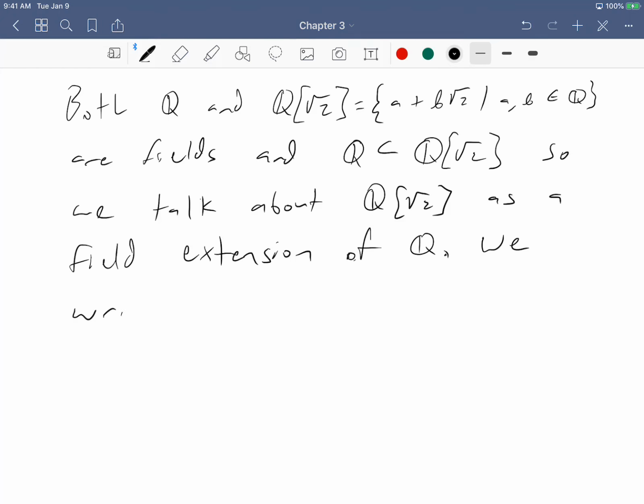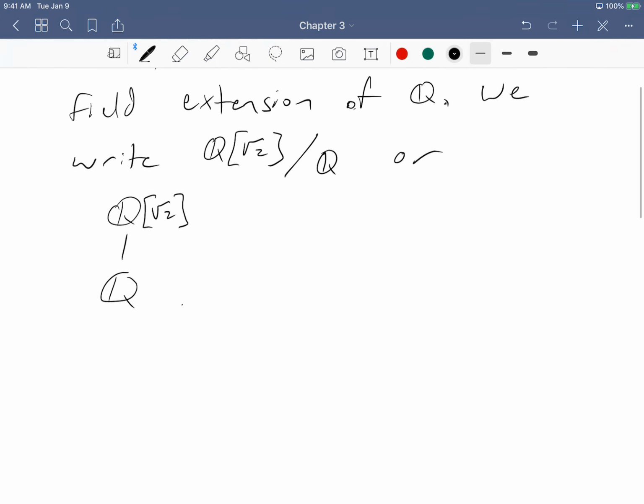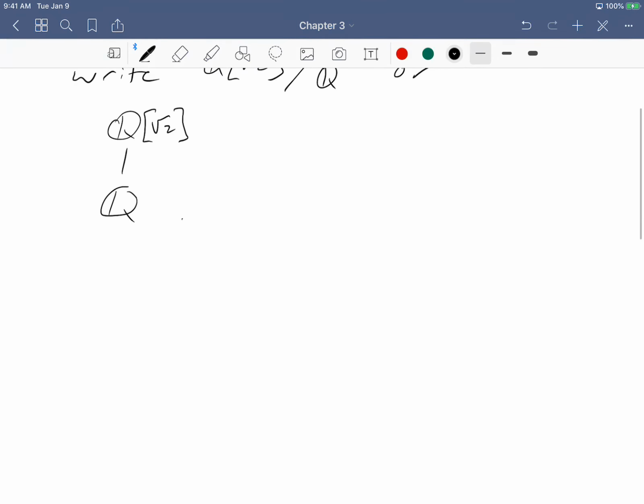And there are a couple of ways we can write this notationally. One is we can write Q adjoin root 2 over Q. I would pronounce it "over" like that, but we don't mean over in a division sense. We just mean it's a field extension of Q. And sometimes we want to be a little more diagrammatic with it, and we want to write it in a vertical way. So I would write Q as my base field, and then I'd write Q adjoin root 2 over it like this. All right, so all we're saying here is Q is a subfield of the field Q adjoin root 2.